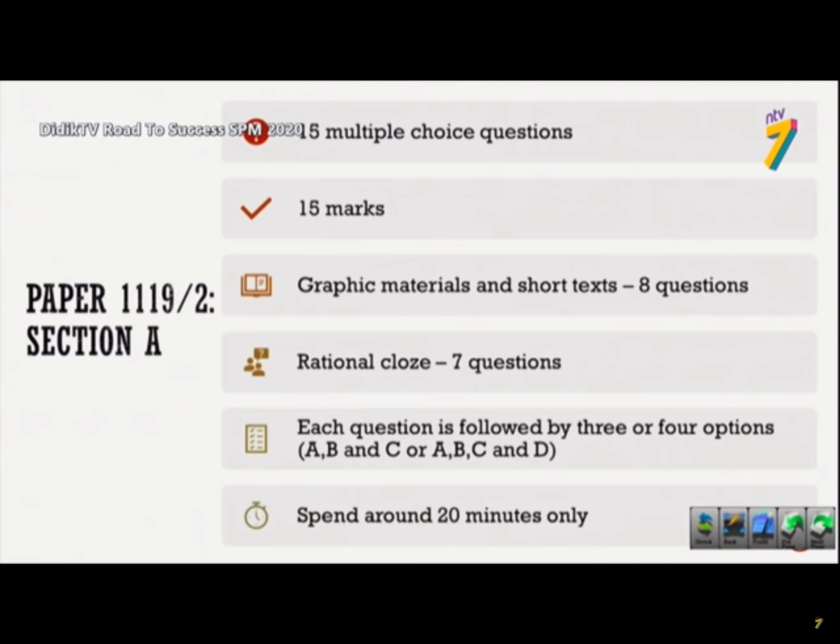And please do not exceed 20 minutes, because this paper is only 2 hours and 50 minutes. And you have a lot to cover. So far so good? Alright, now let's see.